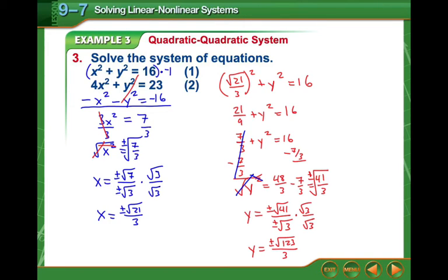So now we have what x could be, either plus or minus that, and what y could be, either plus or minus that. And now we need to come up with the different combinations for our solutions to this. So there's the one where x is positive and y is positive.